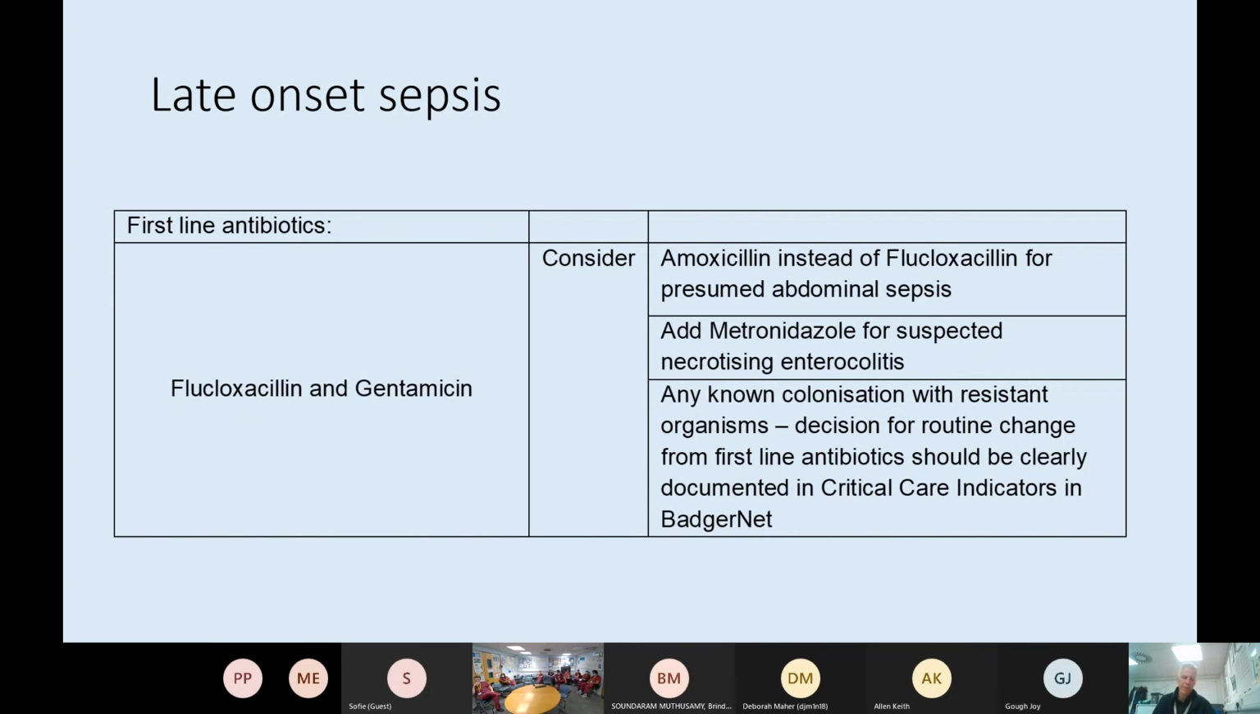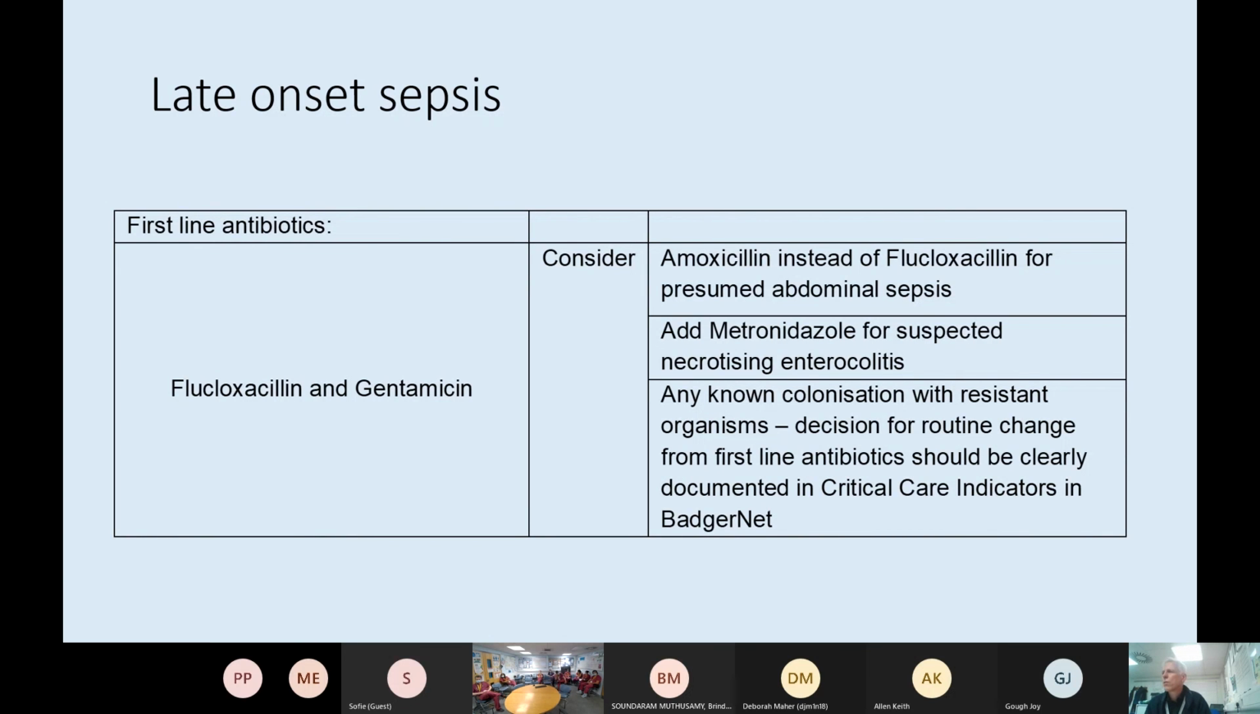There's actually a Public Health England investigation going on looking at increased incidence of Staph capitis across the country. So it'll be interesting to see what they come up with as far as advice and policy. So we don't necessarily use flucloxacillin and gent as a blanket policy for late onset sepsis, obviously.